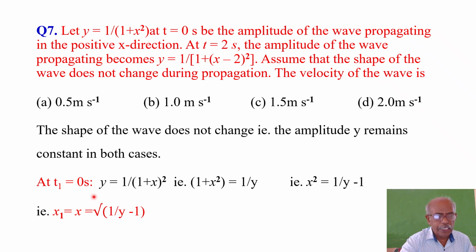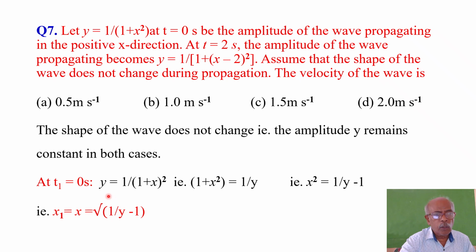At t equal to 0 seconds, let this be t1. So t1 is equal to 0 seconds. You are asked to find the velocity of the wave. What is velocity? Distance by time. What is distance? Distance between the two positions, the distance traveled, divided by the time duration, gives you the velocity.